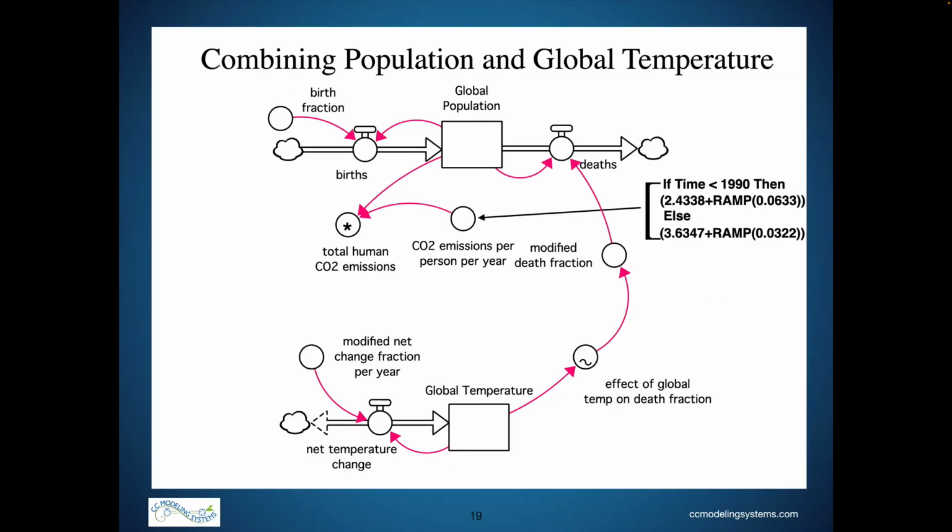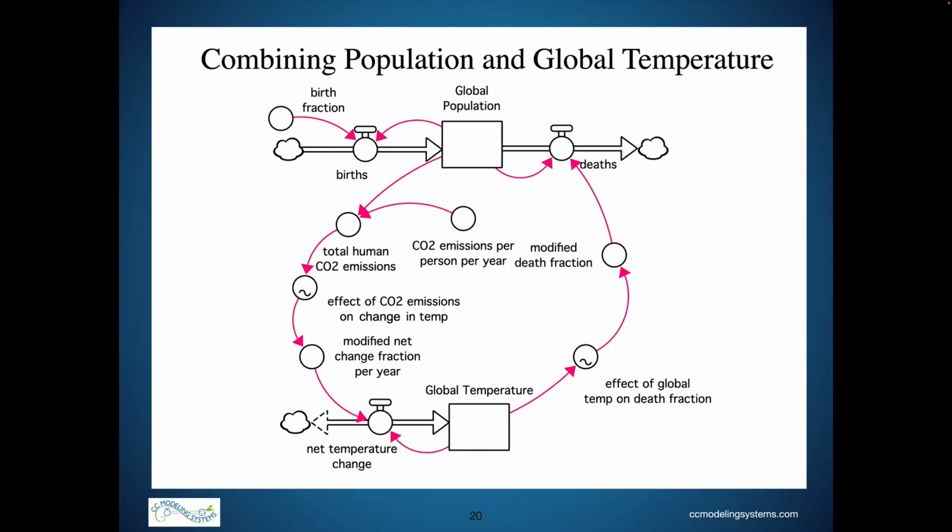I defined the per capita CO2 emission data using an if-then statement. The first trendline equation is for emissions from 1950 to 1989, and the second trendline equation is for emissions from 1990 to 2020. Although if-then statements are frowned upon in system dynamics models, that definition seemed reasonable for this situation. The per capita emissions were multiplied by the global population.